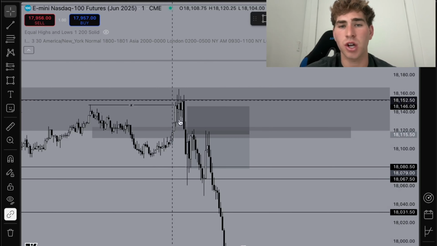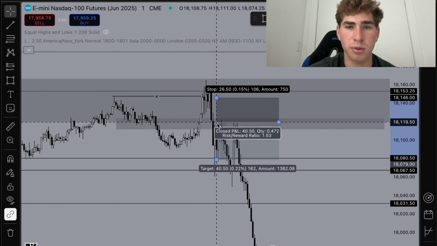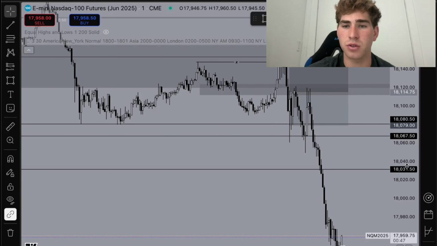We get a large confirmation on the 1 minute. Got a little bit of a bad fill. Realistically, this was the entry, but I did get filled down here, right? Targeting all these lows. As you can see, they all got taken.